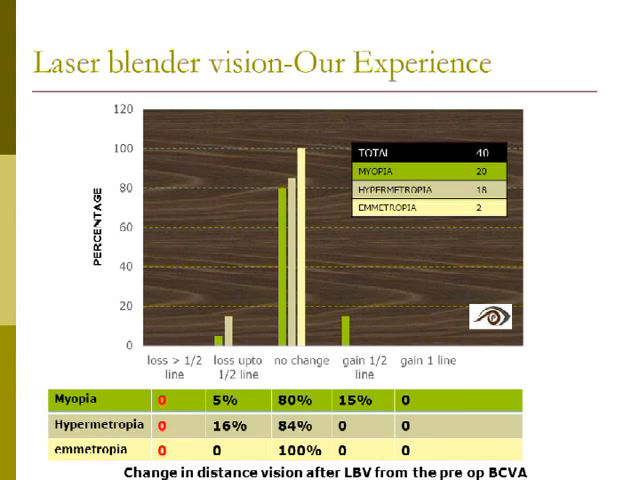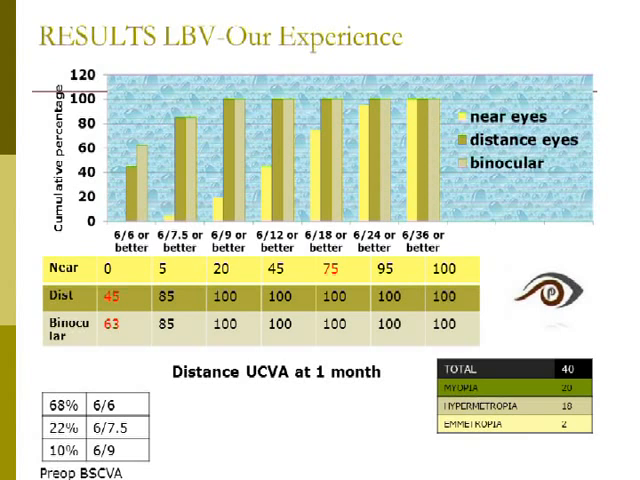What I have noticed is that none of the patients dropped their distance vision by more than half a line. And one more thing, this graph shows that even in the non-dominant eye, 75% of the patients have vision better than 6/18 or up to 6/12. Why am I telling this?